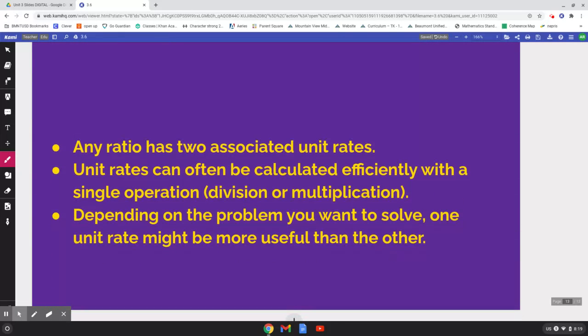So any ratio has 2 associated unit rates. Unit rates can often be calculated efficiently with a single operation. We are dividing and multiplying. Depending on the problem you want to solve, 1 unit rate might be more useful than the other.